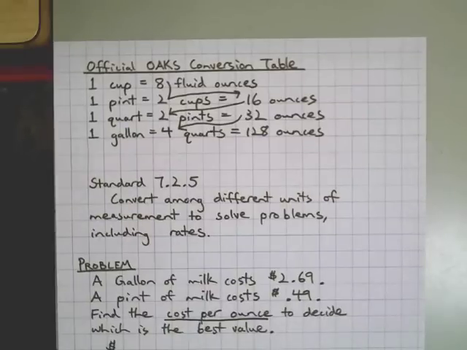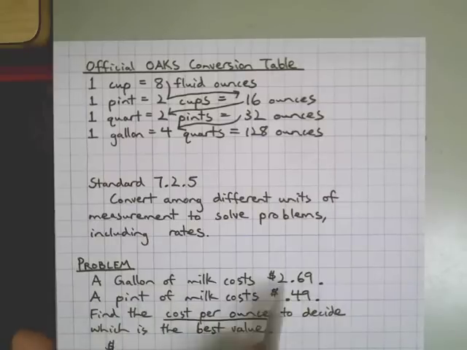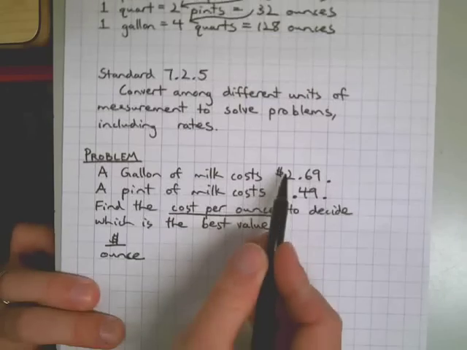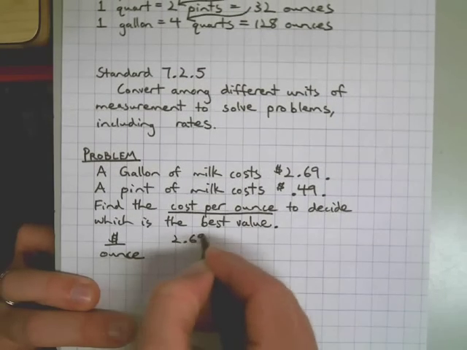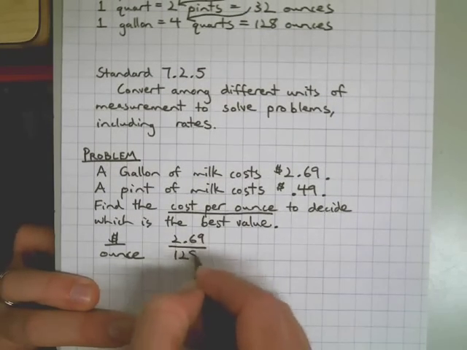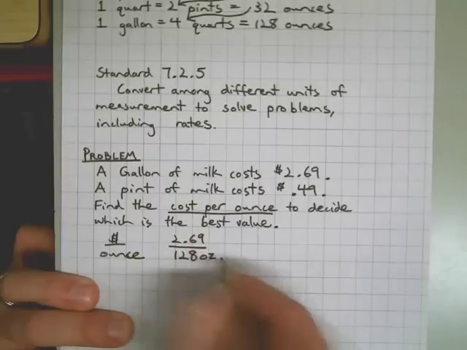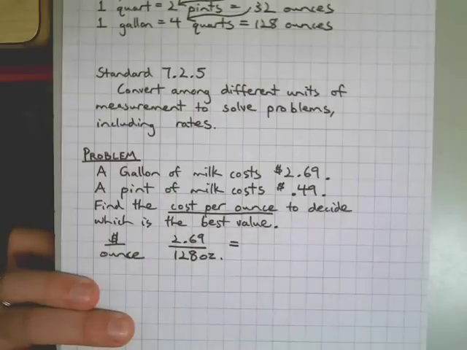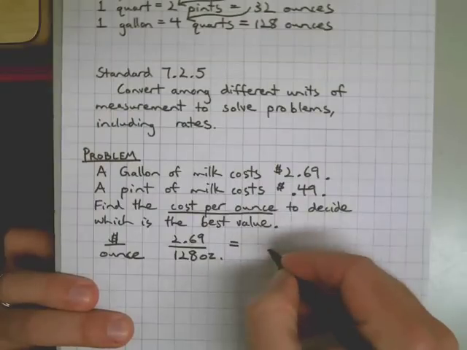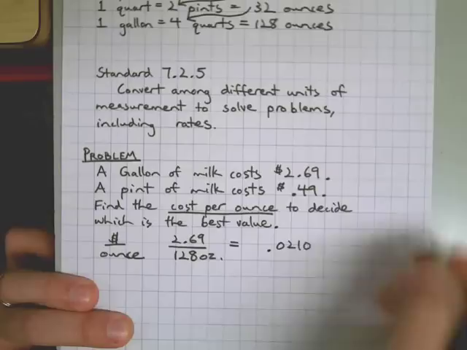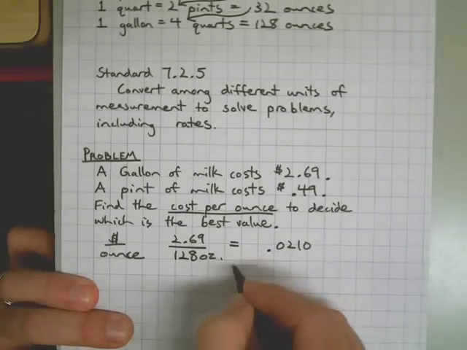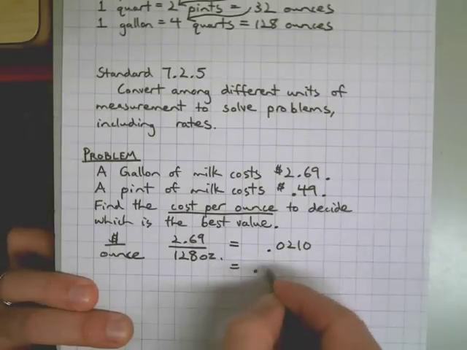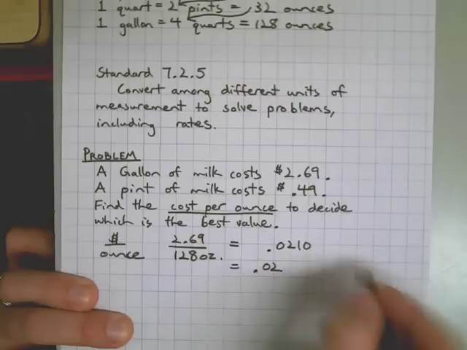Sometimes they're tricky because they don't give you the direct connection, but we just made it now. So if a gallon costs $2.69, our cost per ounce, we know there are 128 ounces in a gallon. So if we do that division problem, 269 divided by 128, we have this big long decimal here, but since we're talking about cents, we want to round it off to actual money we can fit in our hand, which is 2 cents per ounce.